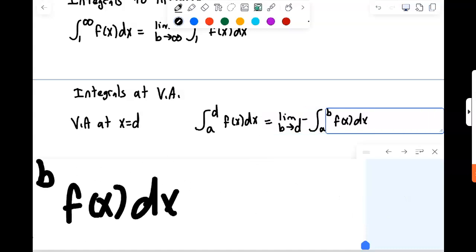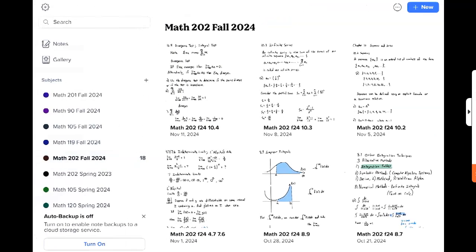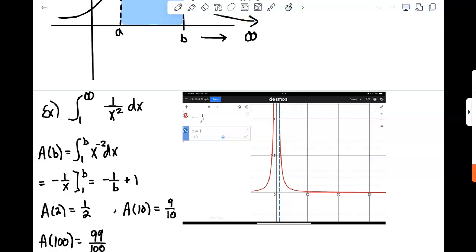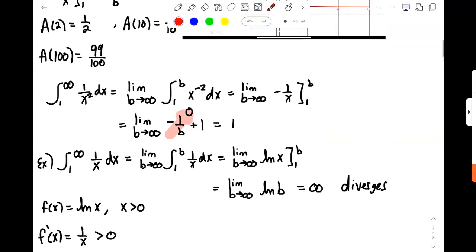So if you go back into 8.9, you can check out some examples, and we'll just take a quick peek at some that we looked at previously. Here is an example we did early on, where we looked at 1 over x squared. We were able to see as we go to infinity, that becomes 1 minus 1 over b. And of course, as we go to infinity, 1 over b goes to 0, and so therefore this thing goes to 1. Of course, we also looked at 1 over x, and it diverges.